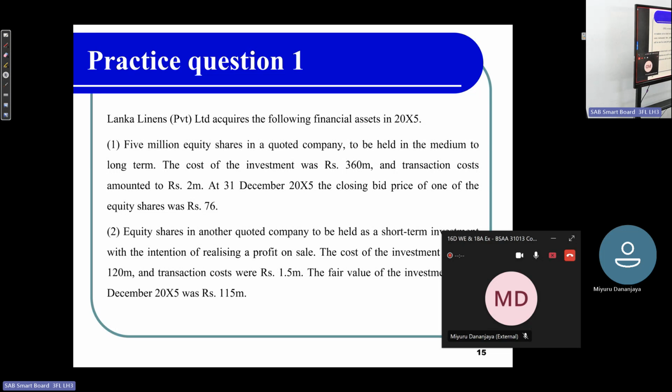Financial assets in 2005: 1 million liquid shares in a foreign company to be held in the medium to long term. The cost of the investment was rupees 360 million and the transaction cost amounted to rupees 2 million. At 31st December 2005, the closing bid price of one of the equity shares was rupees 76. In this case, what should be the most appropriate classification? Quoted shares. Is it a financial asset or liability, for Lanka Linens? Financial asset.